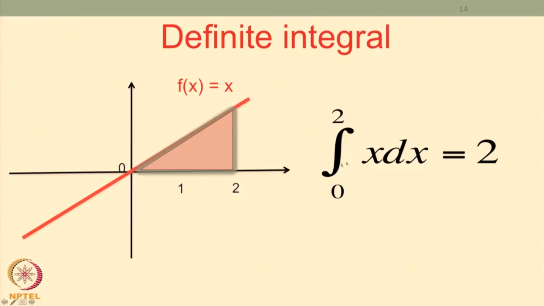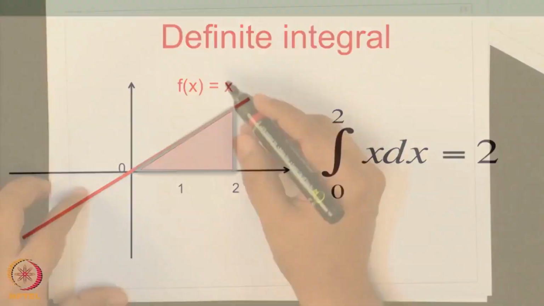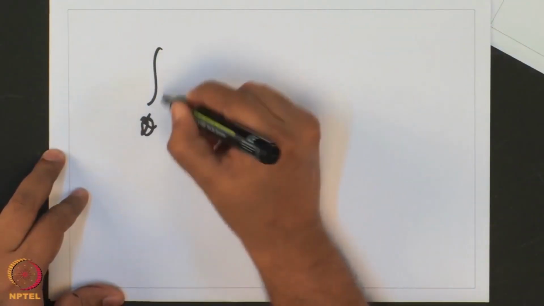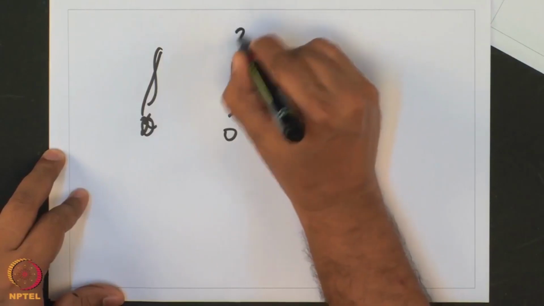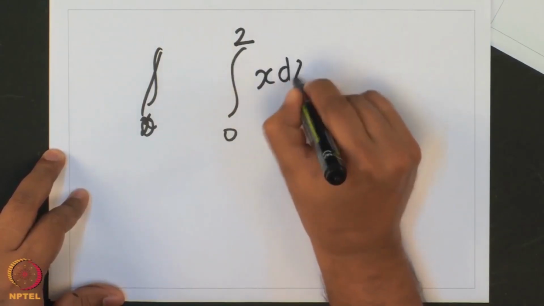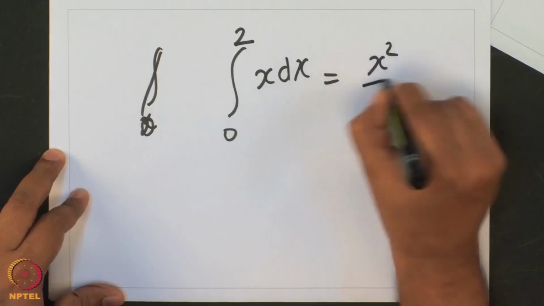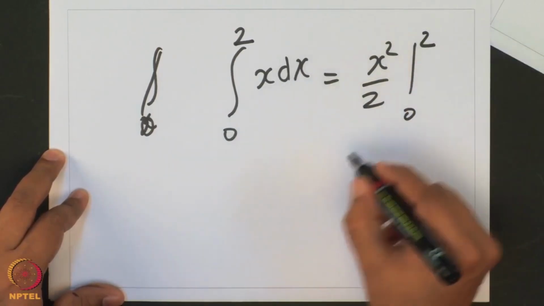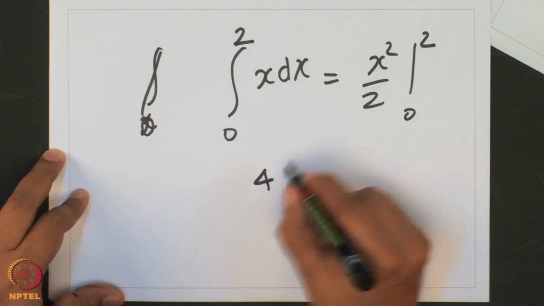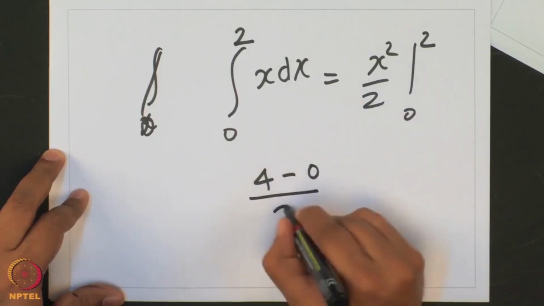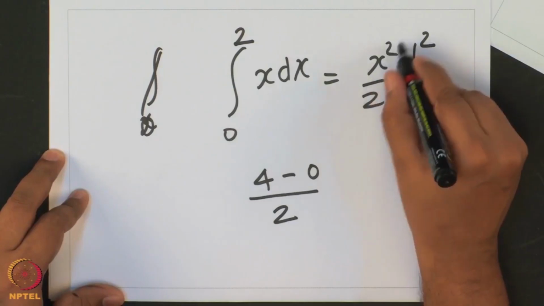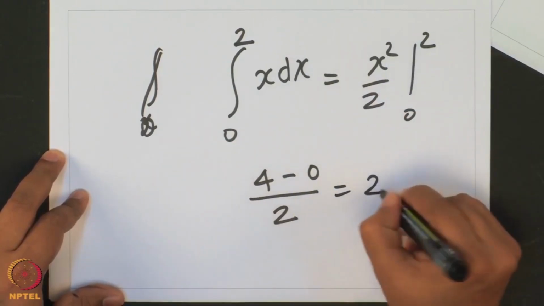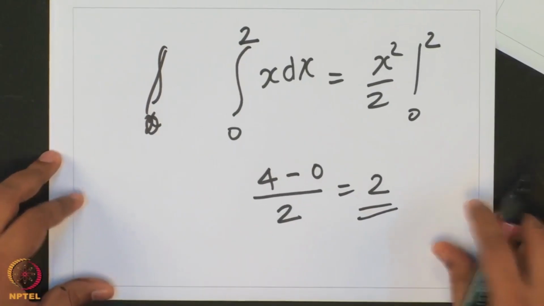This again can be done. Let us quickly do this. The integral from 0 to 2 of x dx will be x square by 2 between 0 and 2. If I apply 2 here, 2 square is 4, minus 0, divided by 2, and this will turn out to be 2. So that is the answer, and that's what we got.